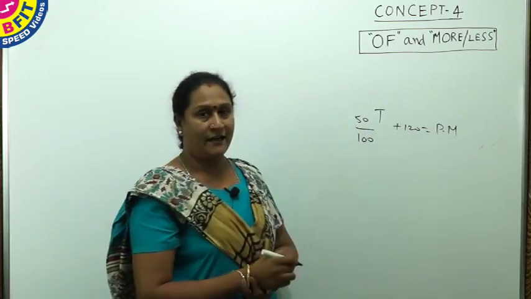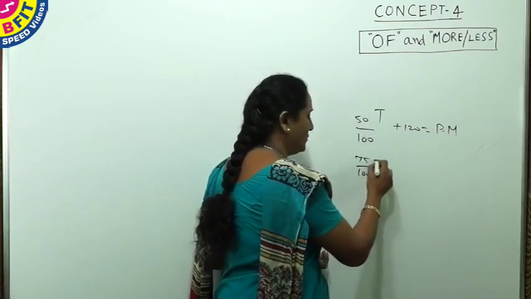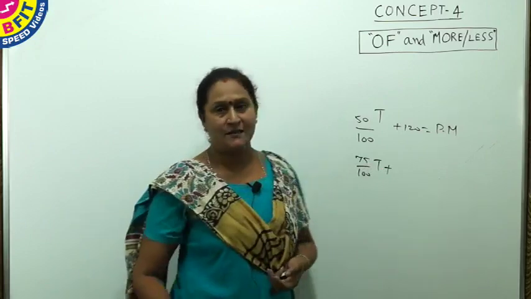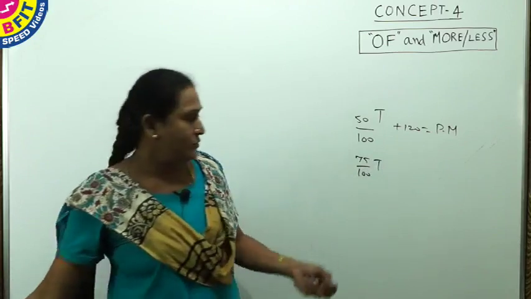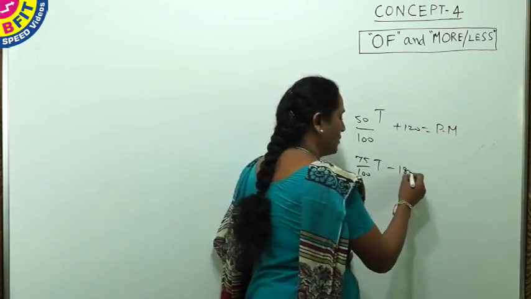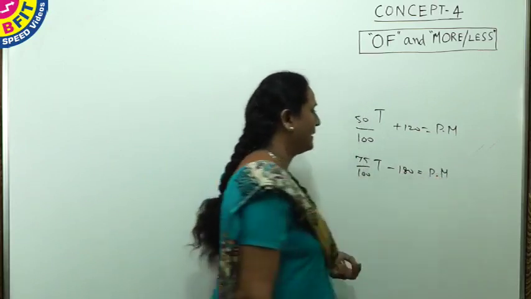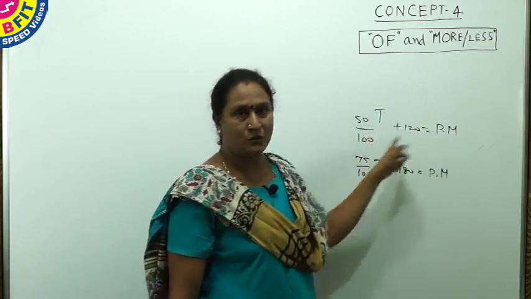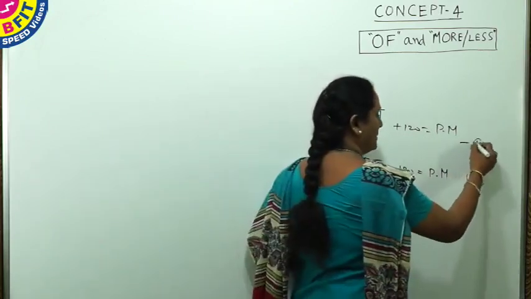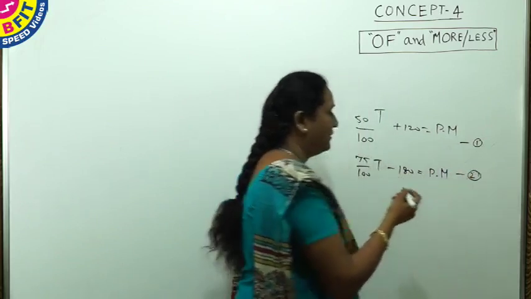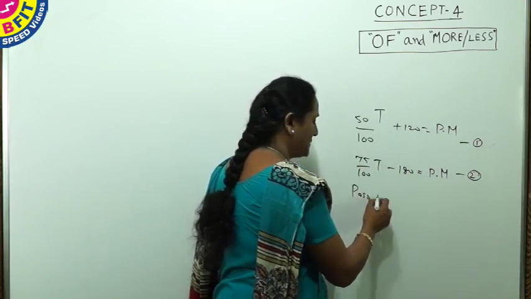So another candidate gets 75% of the total. He clears the exam. By how many marks? 180 marks. So when you subtract 180 from the marks got by the candidate, you get the pass mark again. So total and pass mark are two variables, and we have two equations. So solving the first equation and the second equation, we get the pass mark and the total, and we are asked to find the pass percent.